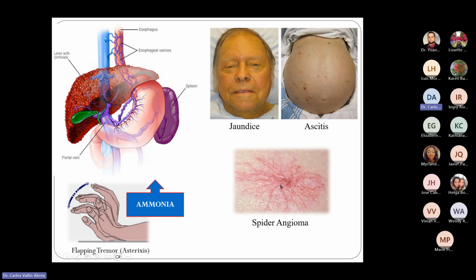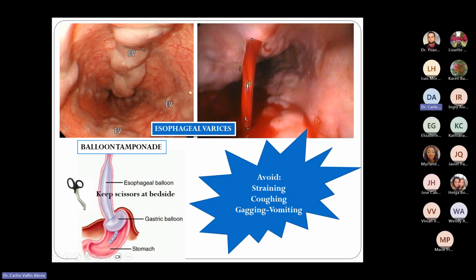This thing that you see here is called a spider, it looks like a spider, no? Spider angioma. It's a cutaneous manifestation, part of the jaundice and the bruises and petechiae that are characteristic of clients with cirrhosis. And this is something dramatic, the esophageal varicose veins.